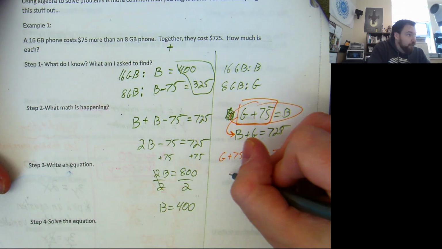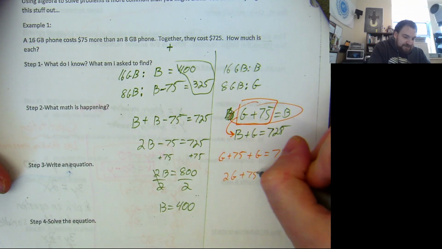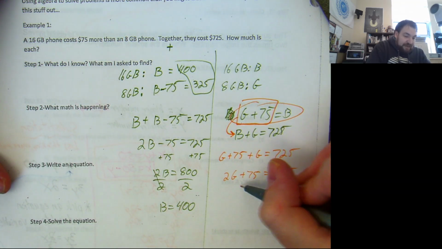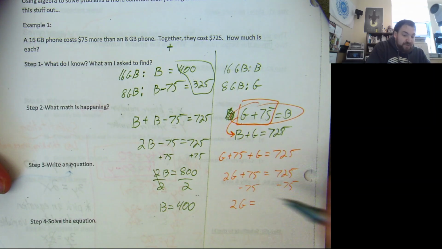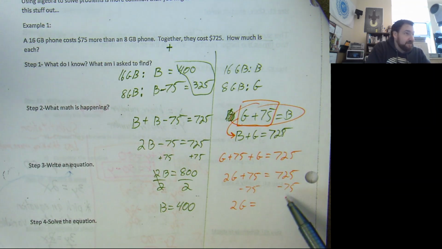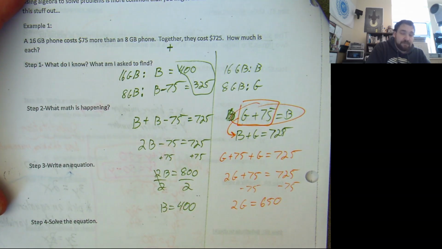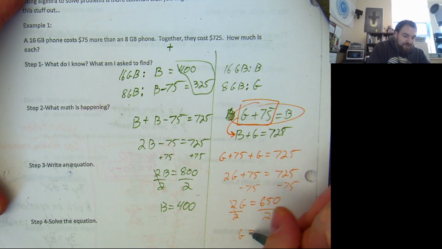G plus G, I'm going to group my like terms. That's going to give me 2G plus 75 equals 725. And now we're just going to solve this thing for G. We're going to take 75 away from both sides. I'll get 2G equals whatever 725 minus 75 is. That's going to be 650. I divide by 2, I divide by 2. G is going to equal 650 divided by 2 is 325.